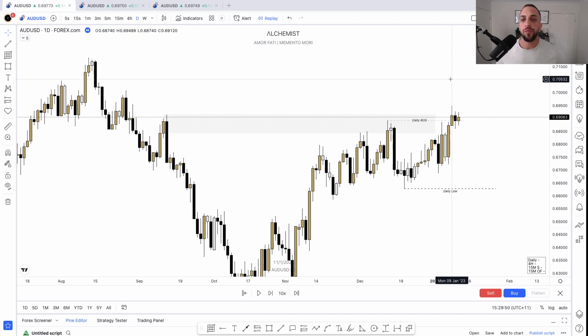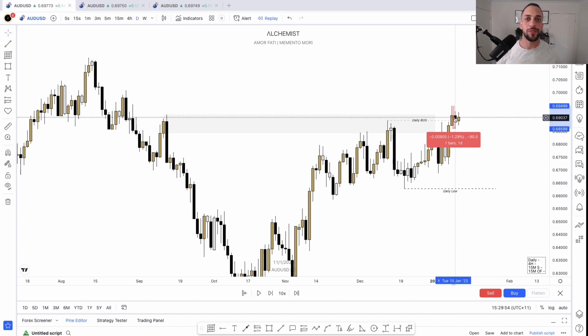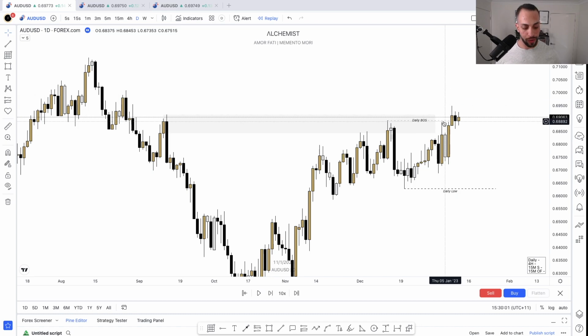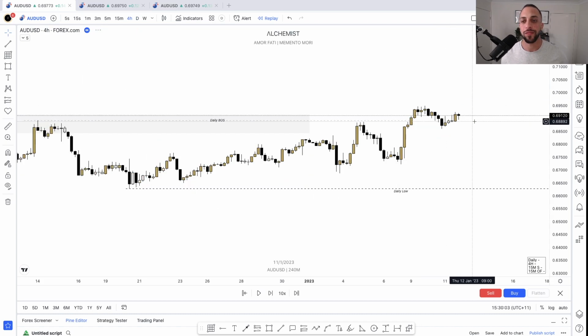And our daily high will only be set after we have a bearish pullback of over 110 pips. So we can see here there's only 90 pips, so we haven't yet set our daily high. So that's all that we can do on the daily time frame, and we'll go down to the 4 hour.